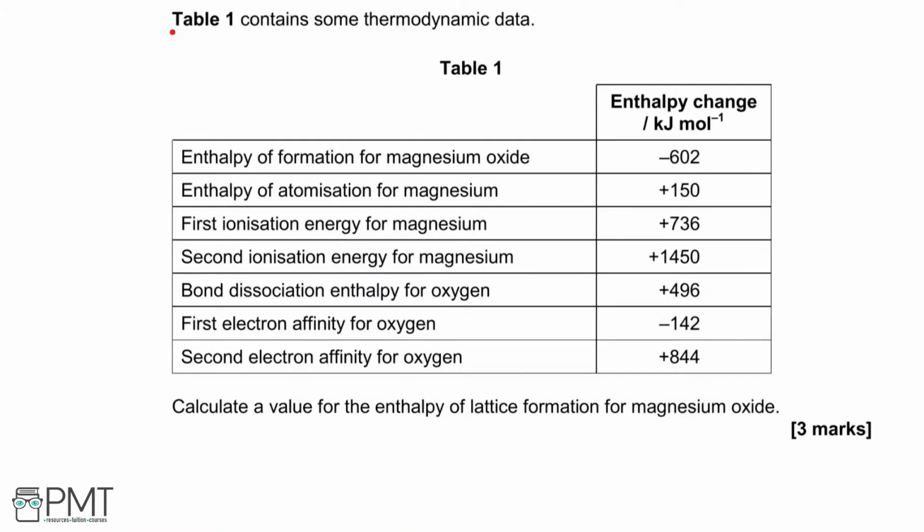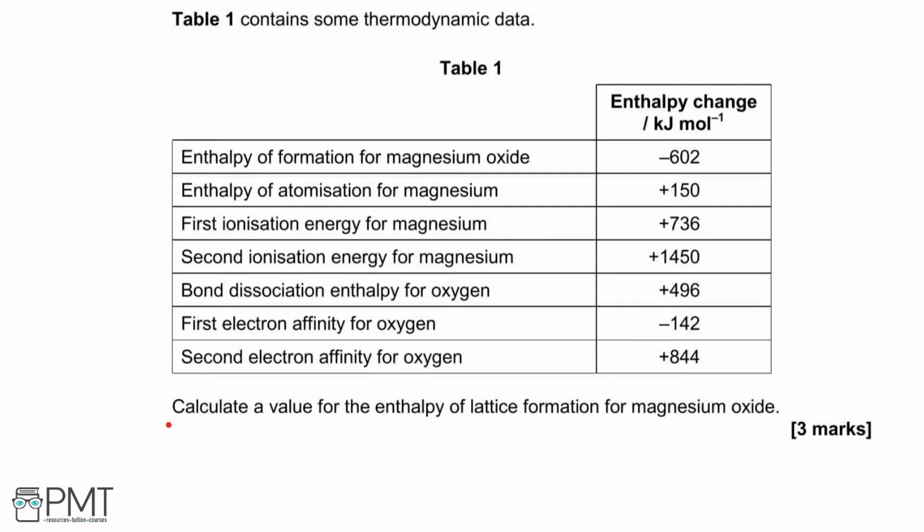Table 1 contains some thermodynamic data. So the table shows the enthalpy change values in kilojoule per mole for the enthalpy of formation for magnesium oxide, the enthalpy of atomization for magnesium, the first and second ionization energies for magnesium, the bond dissociation enthalpy for oxygen, and the first and second electron affinities for oxygen.